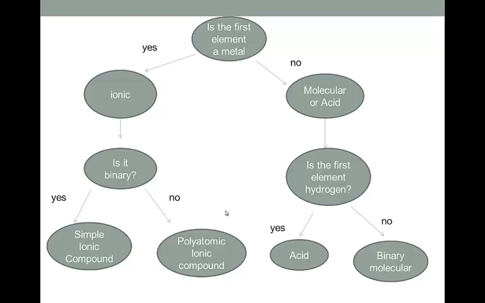Going back to the molecular side, if the first element is a metal, if the answer is no, then it's molecular or an acid, because we don't usually consider hydrogen to be a metal. If the first element is hydrogen, then yes, it's an acid. If it's no, then it's a binary molecular compound.